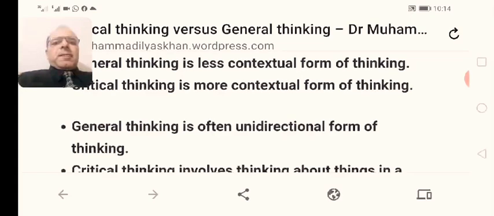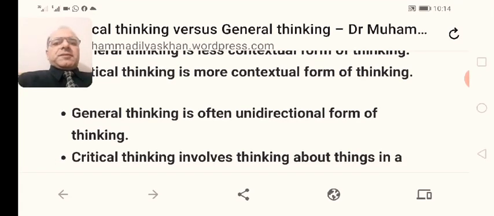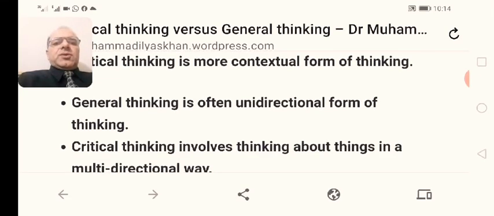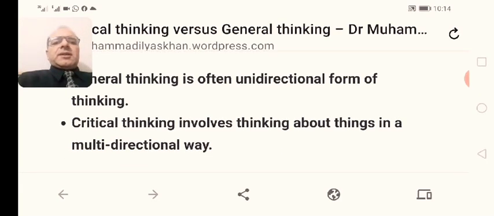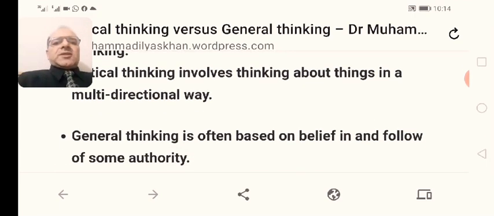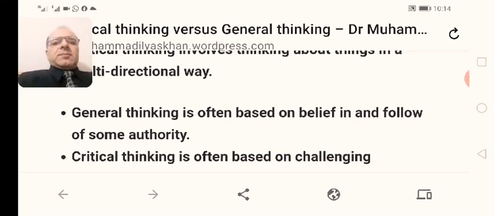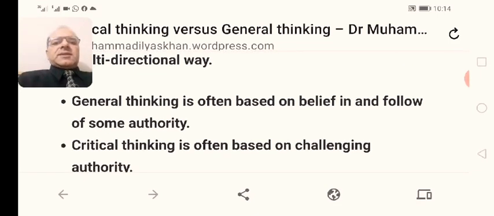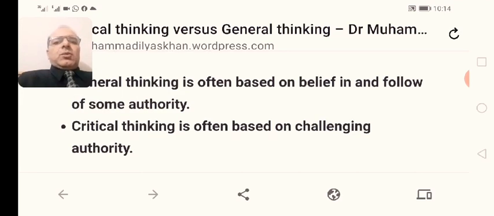in detail. The next difference is that general thinking is often unidirectional form of thinking, while critical thinking involves thinking about things in a multidirectional way. So, exploring the different aspects of something. Then the next thing is that general thinking is often based on belief in and follow of some authority, while critical thinkers thinking is often based on challenging authority.